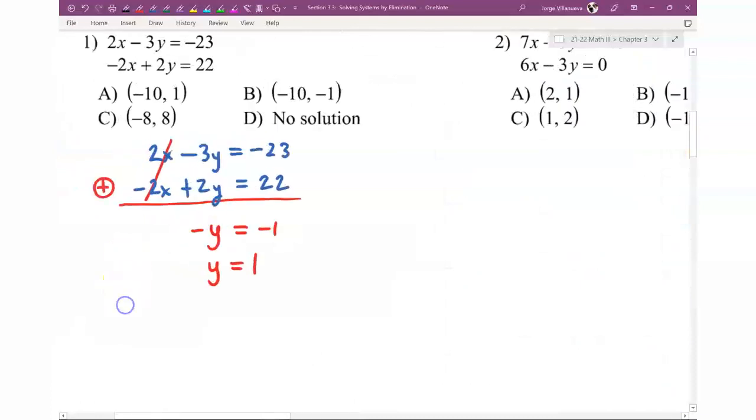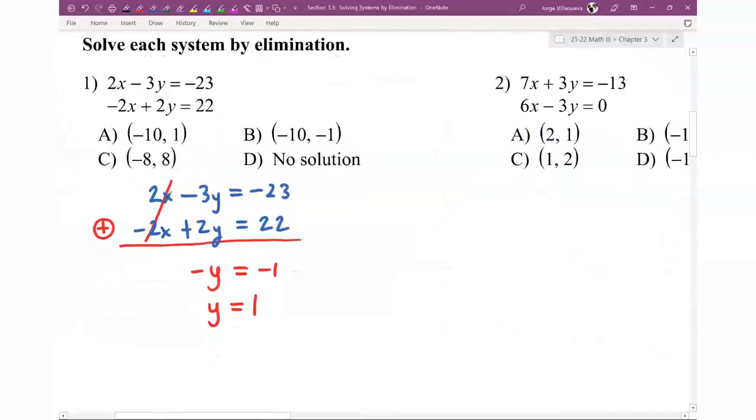Since we found out that y equals 1, I get to plug that into any one of these 2 equations. Which one do you want? It doesn't matter. Which one looks easier, top or bottom? Anybody give me an option. I don't really care which one. Top? All right, we're going to go into top. I'm going to put it in green so you can see it's a whole different part of this problem. 2x minus 3 times y, which is 1, equals negative 23.